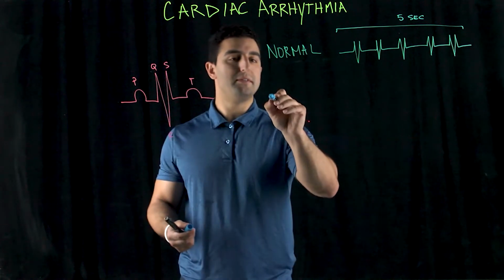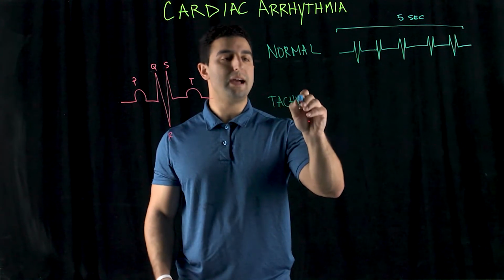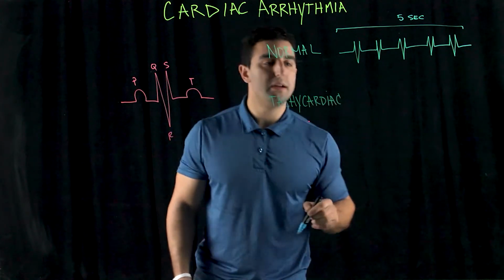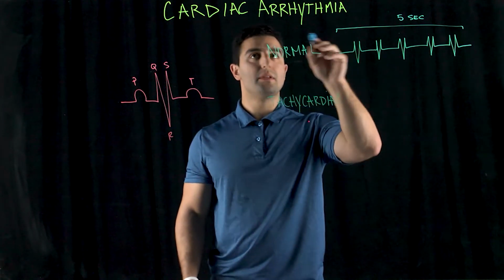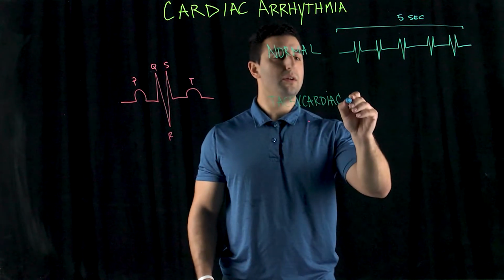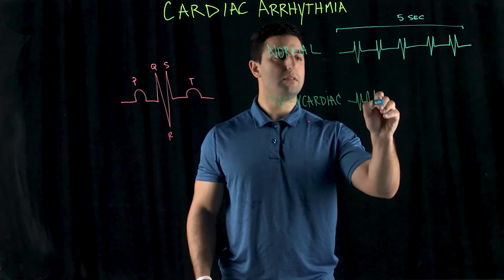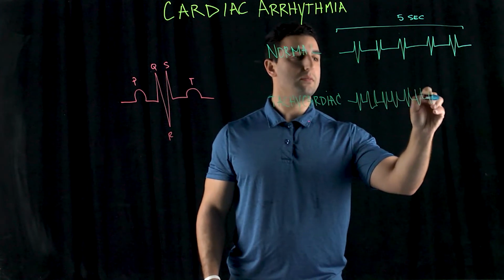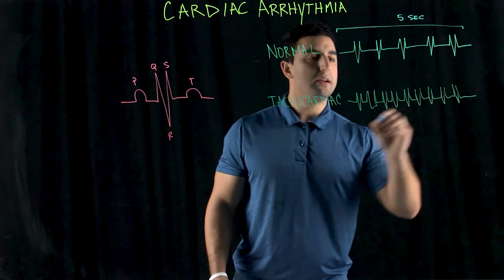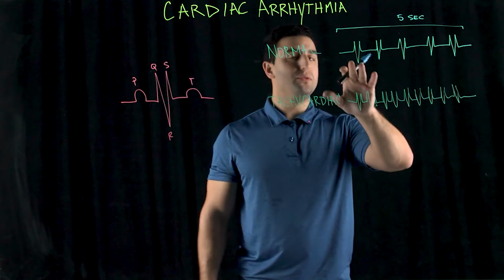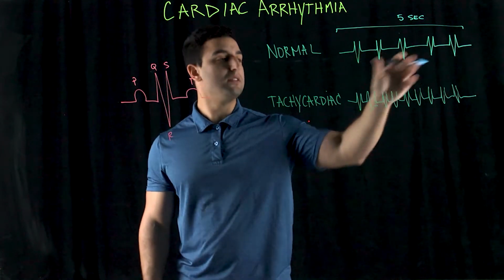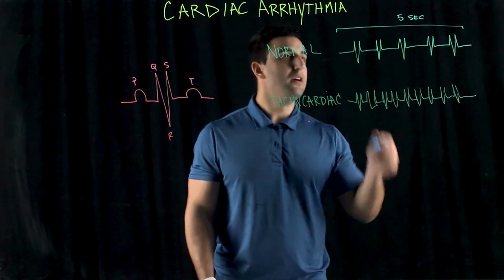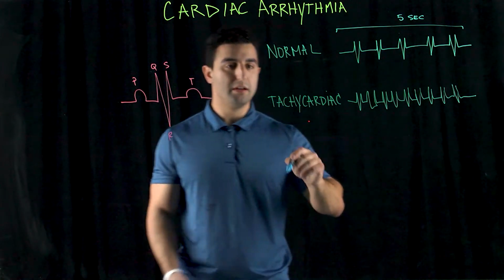For example, if we have tachycardia, this is an abnormally high heart rate. The way it would look on the ECG here is an overabundance of these sinuses. In that 5 second span, where we had only 5 sinus rhythms, we now have 1, 2, 3, 4, 5, 6, 7, 8, 9, so about 9, double the amount over that 5 seconds. This is an example of tachycardia.